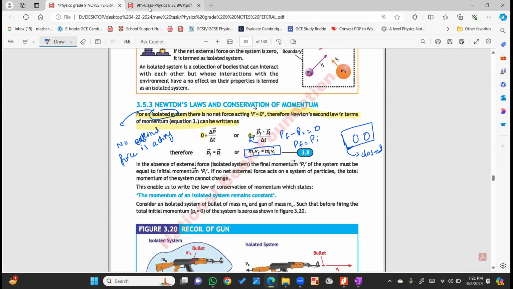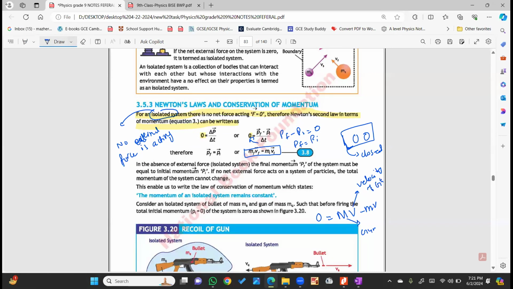For example, if we fire a bullet from a gun, what would be the initial momentum of the gun and bullet before firing? It would be 0, because both the gun and the bullet are at rest. After firing the bullet, what would be the equation? 0 is equal to capital M capital V minus small m small v. Capital M shows the mass of the gun and V shows the velocity of the gun.